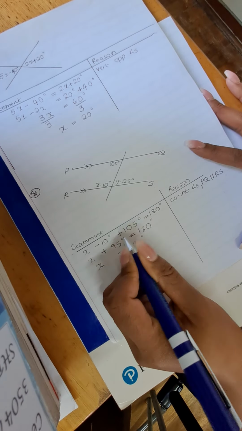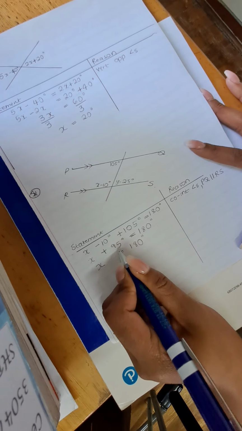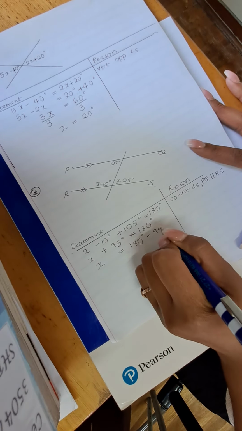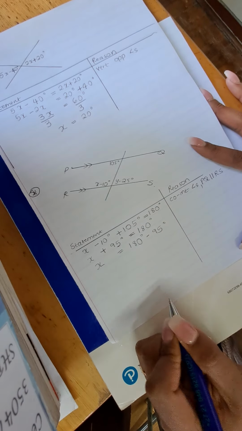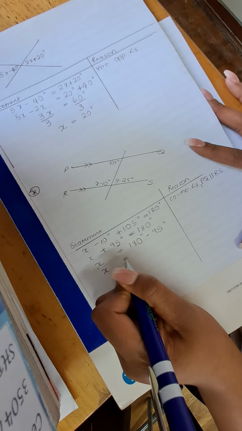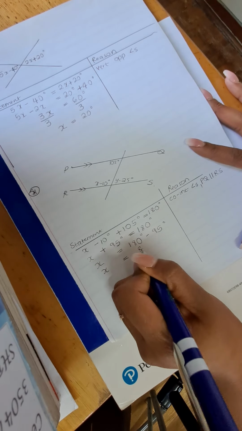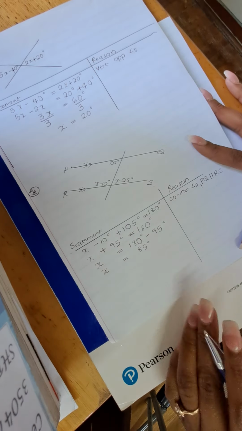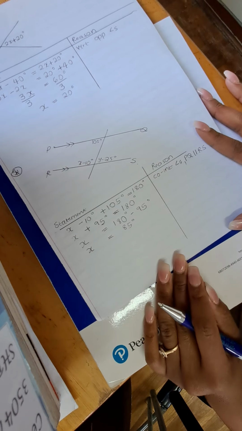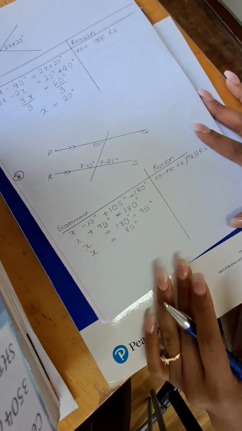We are transposing 95 into our right hand side. This side it is positive. When you transpose, it will be negative 95 degrees. Then x is equal to 180 minus 95 is 85 degrees. This is the value of x. Now we need to calculate the value of y.